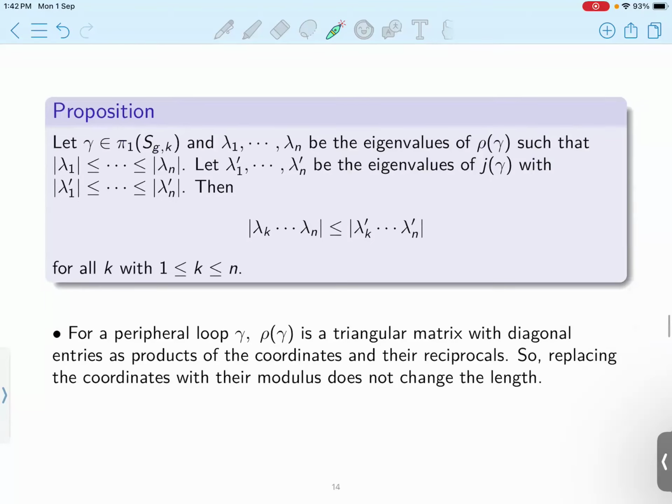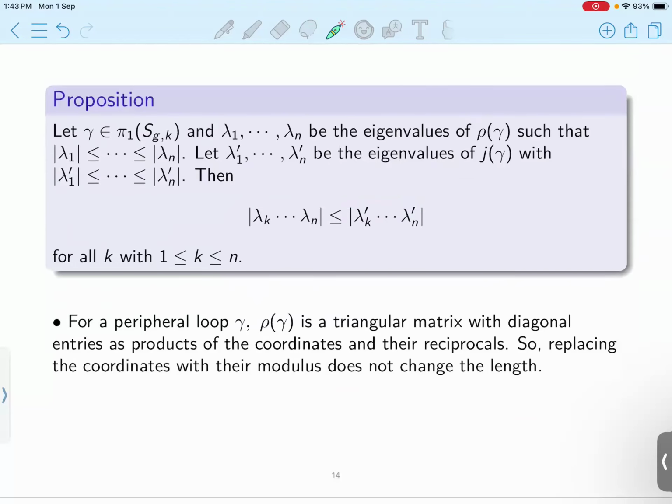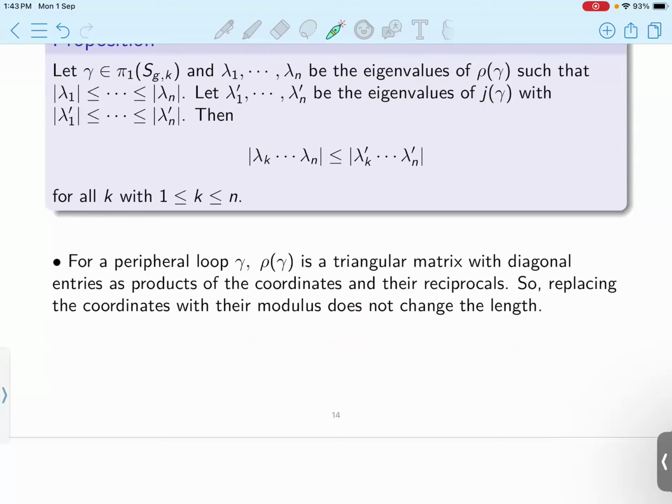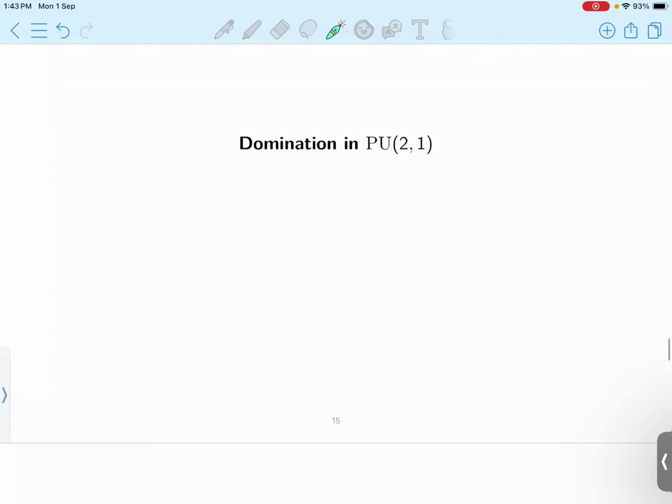Now what happens for a peripheral loop? For a peripheral loop gamma, rho(gamma) becomes a triangular matrix with the diagonal entries being products of these coordinates and their reciprocals. So when we replace the coordinates with their modulus, the translation length really does not change. This means that it preserves the length of the peripheral loops also. So this is the first part. Any questions so far? I'll now move to the second part of the talk.